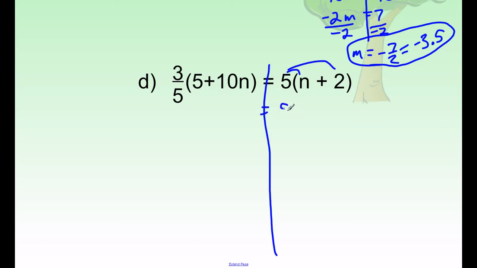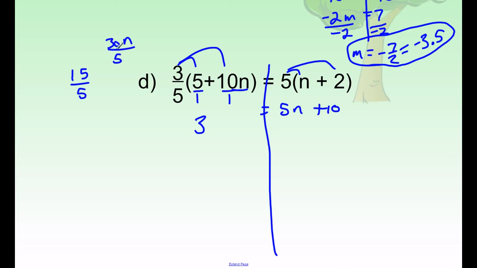I'll just start with the easier side. So we got 5n, and 5 times 2 is 10. And I can distribute here. 3/5 times 5. Now, remember, when you multiply fractions, make everything a fraction. So 5 over 1, 10n over 1. So 3 times 5 is 15. 5 times 1 is 5. 15 over 5 is just equal to 3. Okay, 3 times 10n is 30n. 5 times 1 is 5, and 30 divided by 5 is 6n.